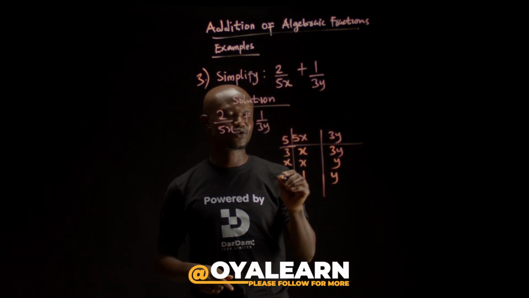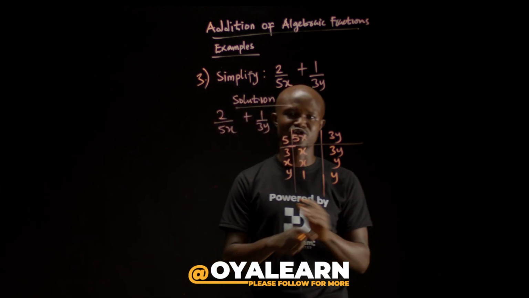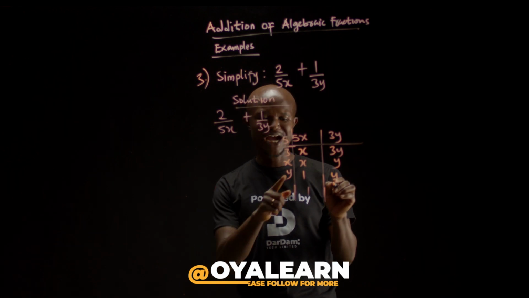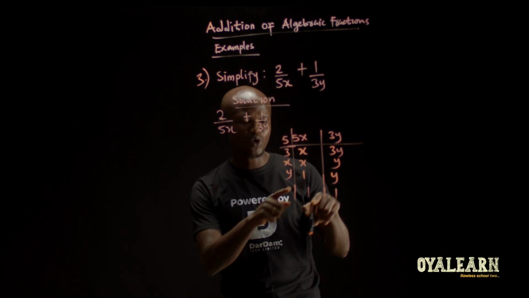Now, you have to use y also. You need to exhaust everything. So we have 1 here. Then y divided by y, we have 1. Now we have 1, 1.